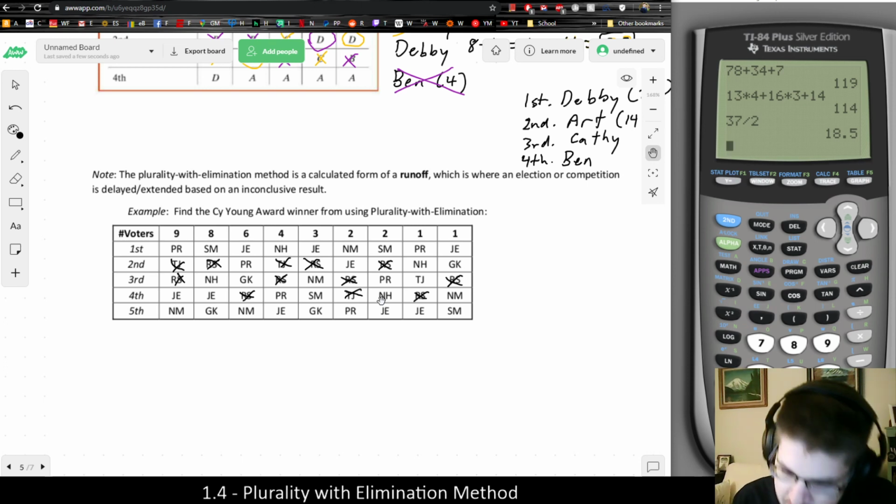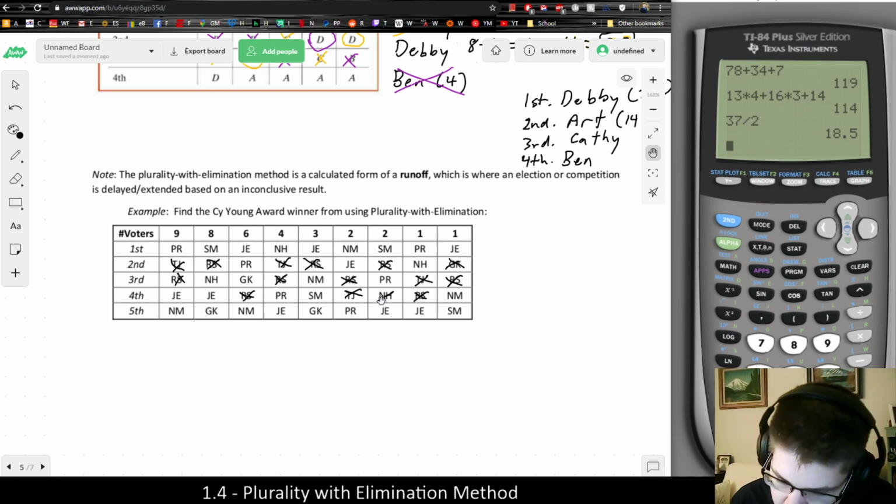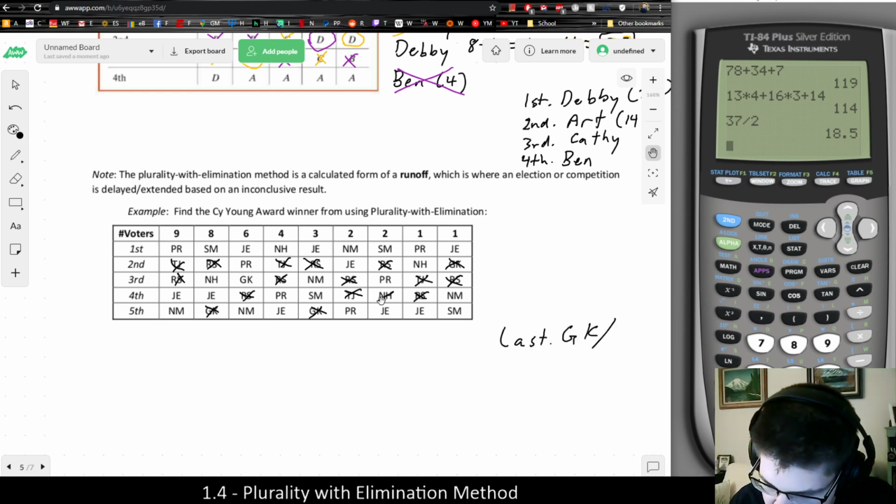And TJ, and actually NH also. No, NH had first place votes. It's late and I'm kind of tired, but I guess that was it. Oh, GK, sorry. GK did not have any first place votes either. So basically, all those people would be in last because they were first out the door, first to be eliminated. So GK, RS, and TJ.